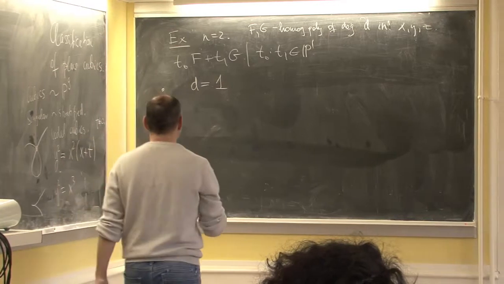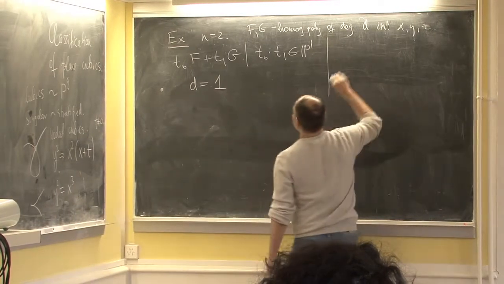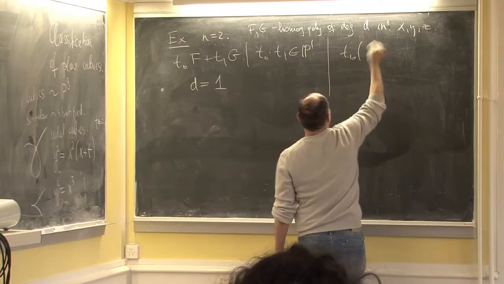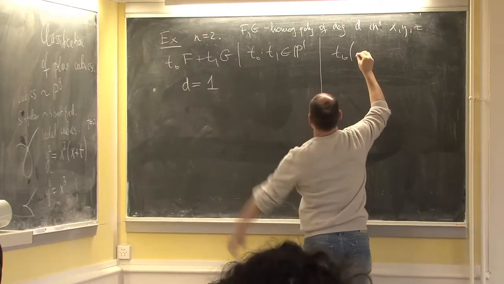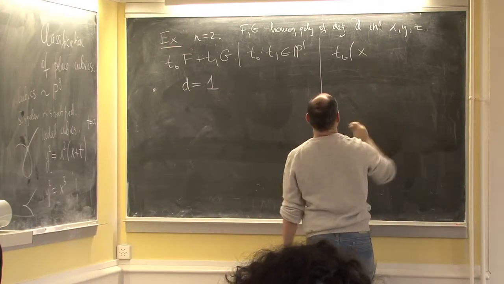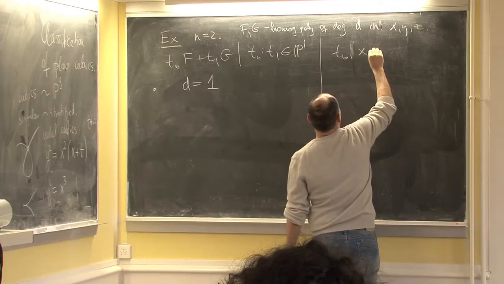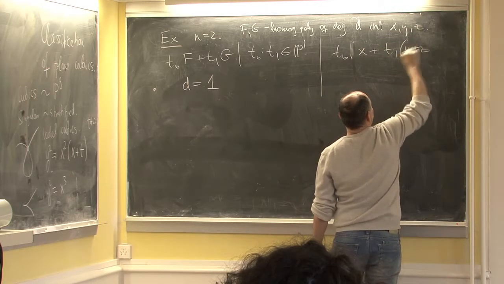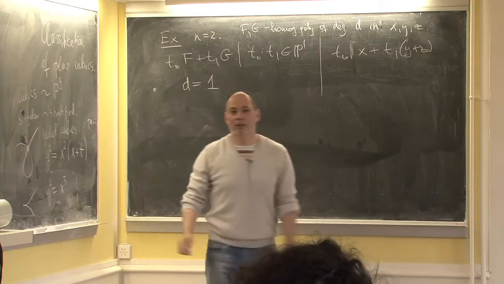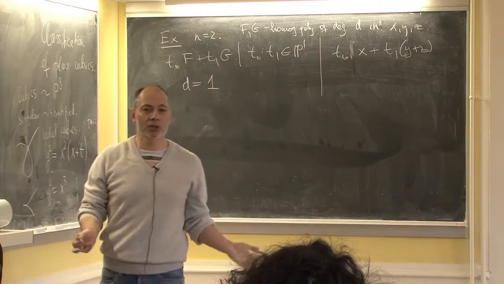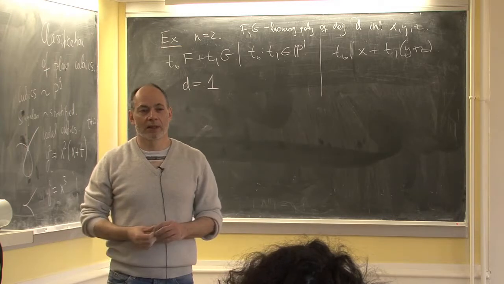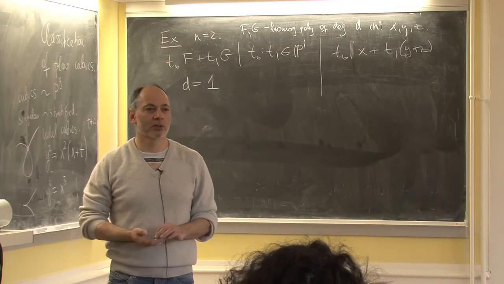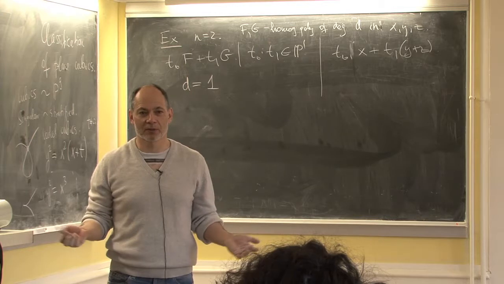You have like t0 times f plus t1 times g, and let's just look at an example. The simplest thing is let's choose f to be just x, that's a linear polynomial. And then the other one, let's say it's, I don't know, y plus z. That's a linear polynomial. Okay? So if you take a linear combination, you get another linear polynomial. So how many singular points does it have?